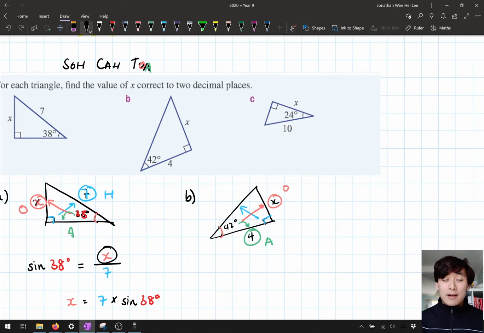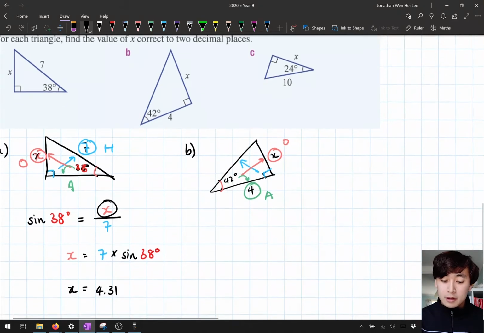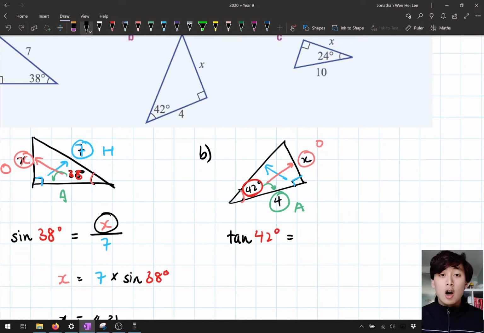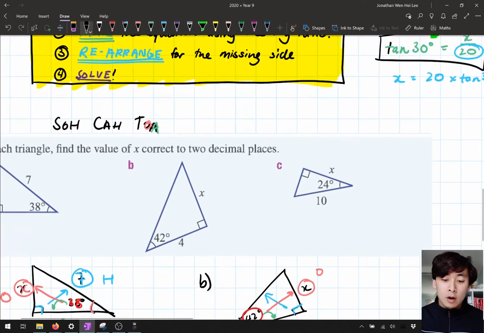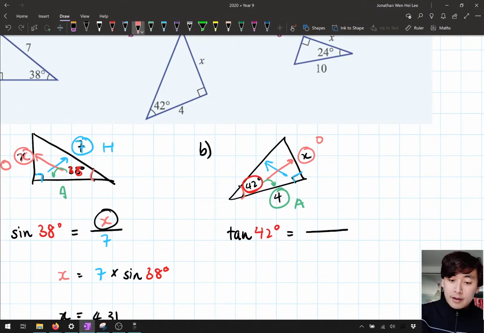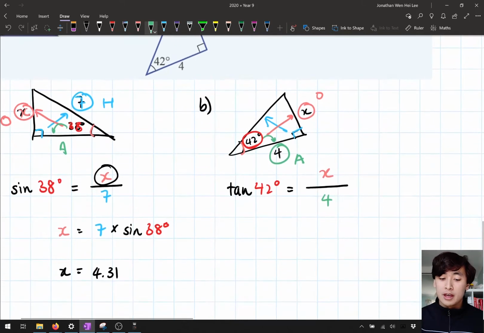Okay, now that I've got that, I'm going to write my equation. So here, I'm going to write tan, and put in my angle. The angle that I have here is 42 degrees. So tan 42 degrees is equal to opposite over adjacent. Just remember the order: TOA, O over A. So I'm going to write X over 4, because my opposite side is X and my adjacent side is 4. So I've got my equation here.